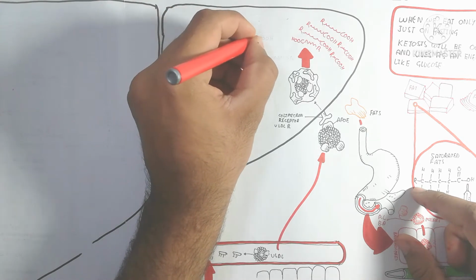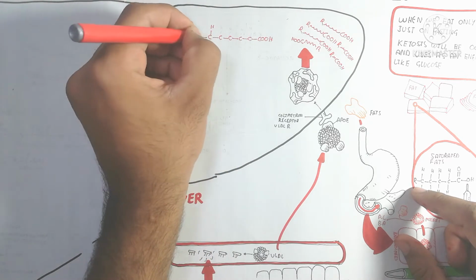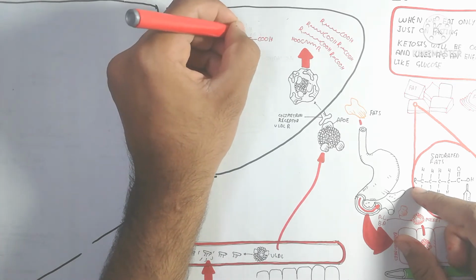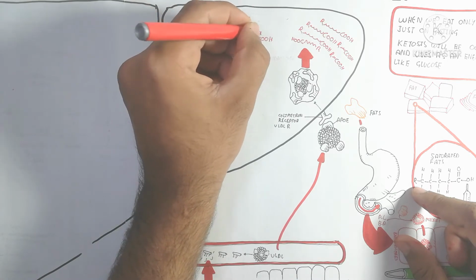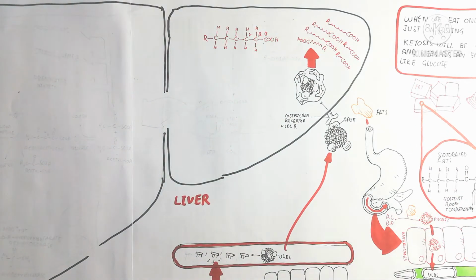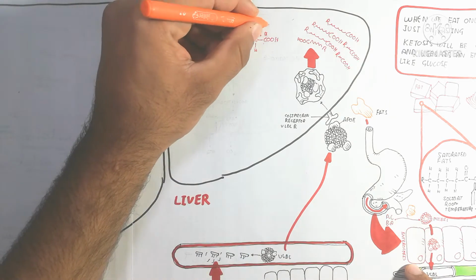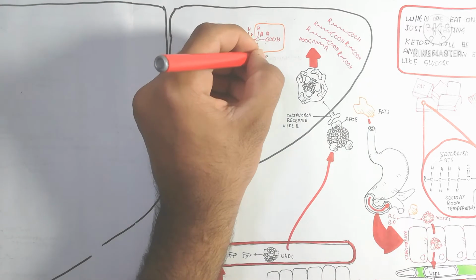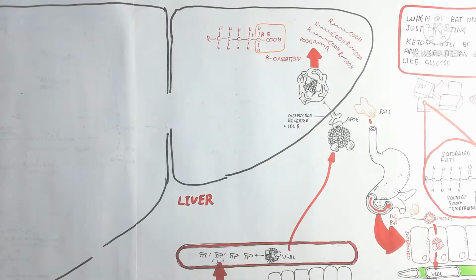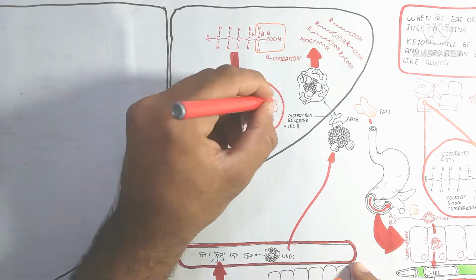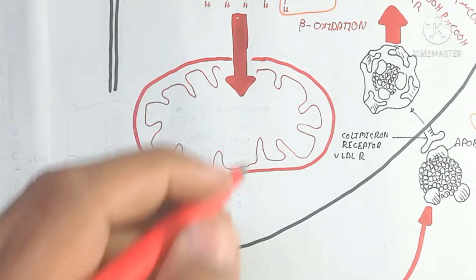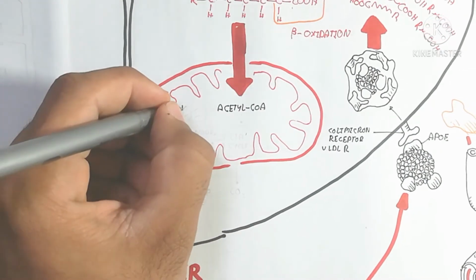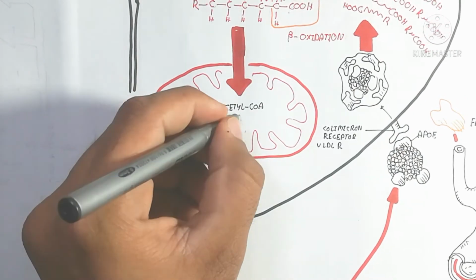But here we will just understand the fatty acid. The fatty acid is long chain and short chain, which is broken down, and here beta oxidation will occur in the mitochondria. It goes into the mitochondria's inner membrane by the carnitine shuttle mechanism, goes inside and produces acetyl-CoA.